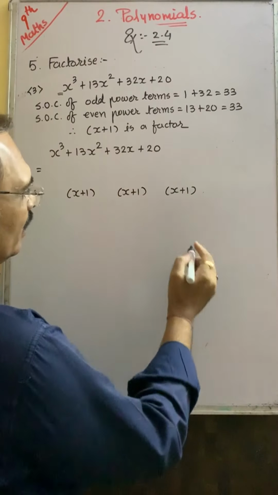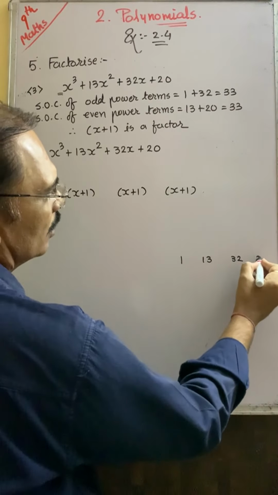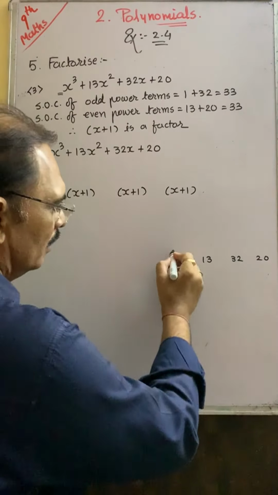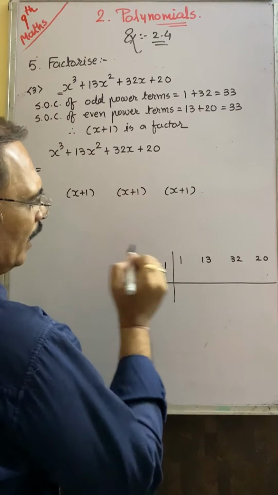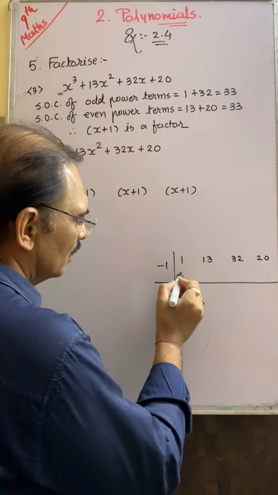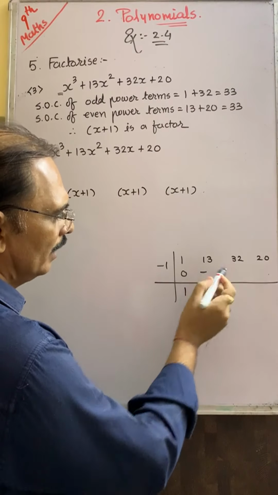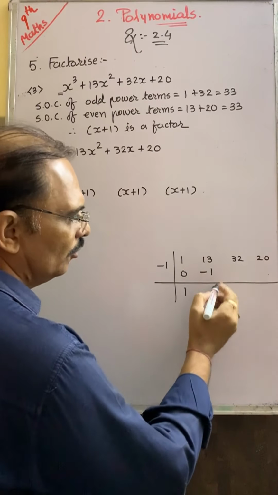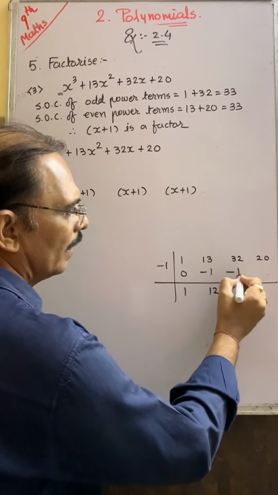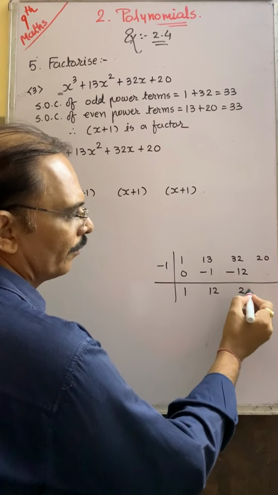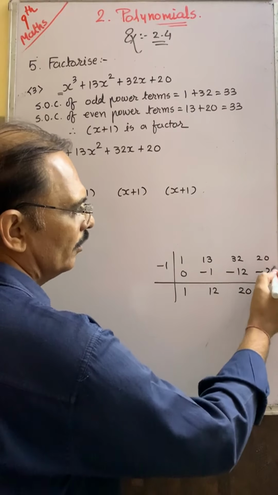Write the coefficients in rough. Coefficients are 1, 13, 32, 20. Okay, write like this. x plus 1 is a factor, so you have to write minus 1. Compulsorily write 0. 1 plus 0, 1. Minus into minus 1 is 1. 13 minus 1, 12. Minus into minus 12 is 12. 32 minus 12 is 20. Minus into minus 20 is 20. 20 minus 20 is 0.